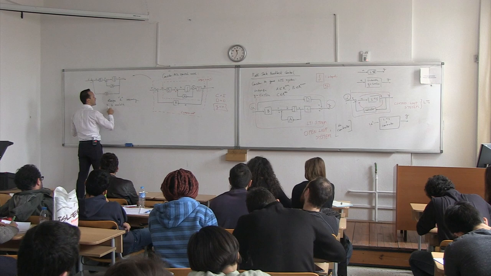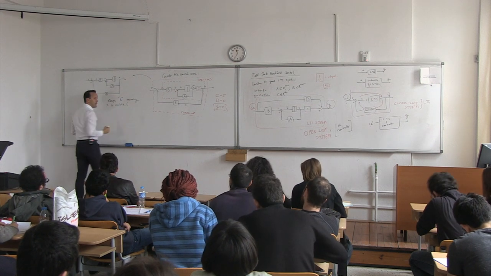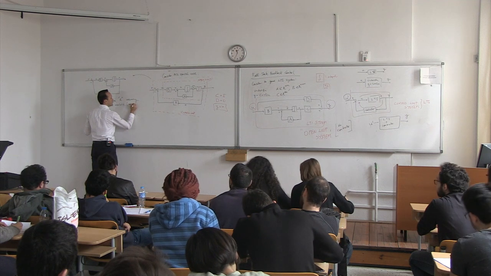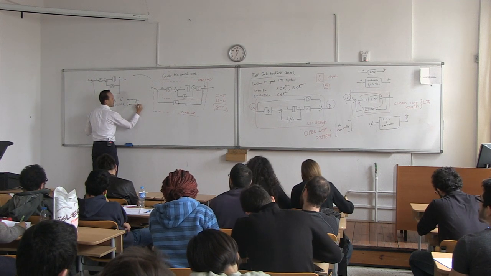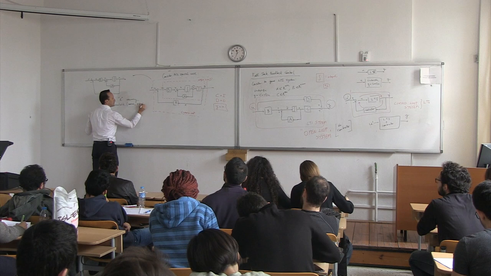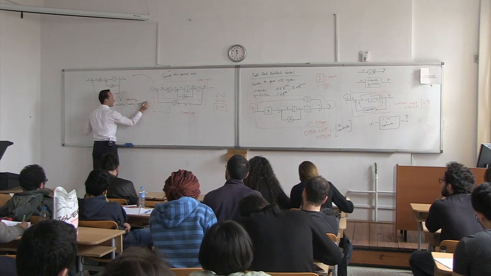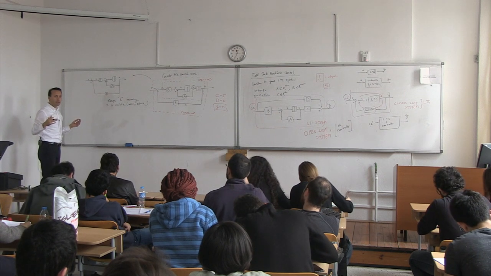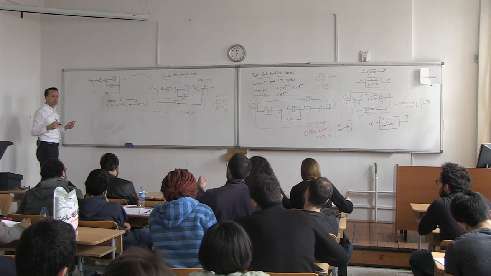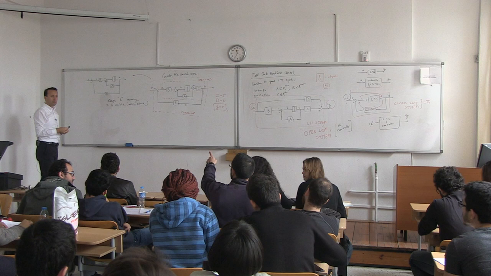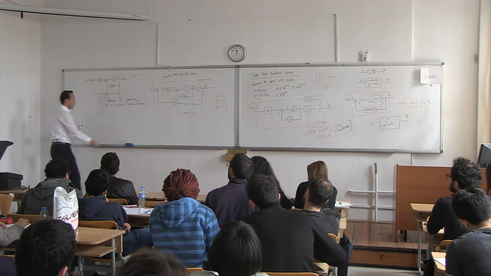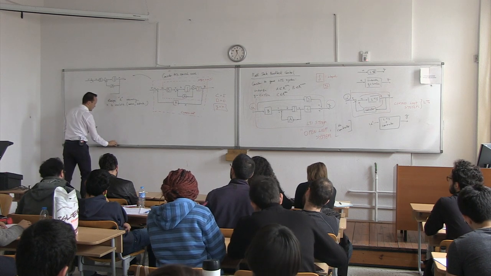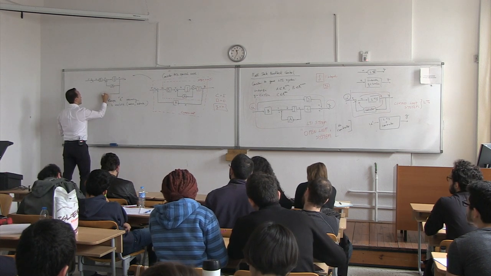Design K, assuming x is available. And when I say available, you can measure it, or you can estimate it. Measure or estimate, whatever. I don't get clearly. K is sensors or control? No. K is just a matrix.